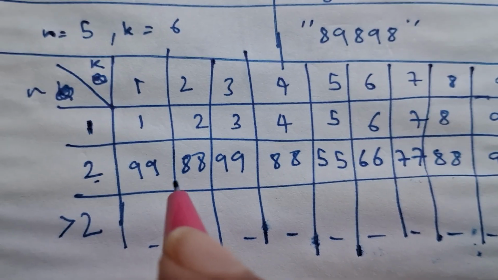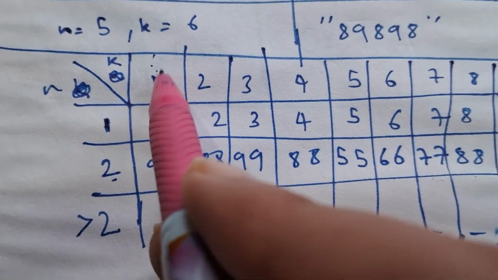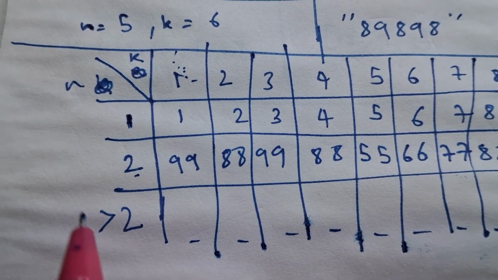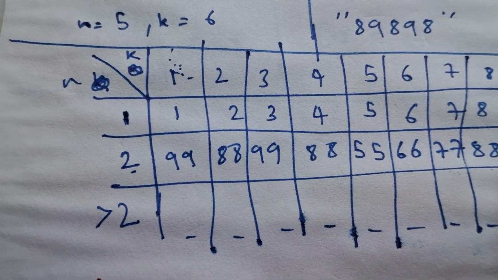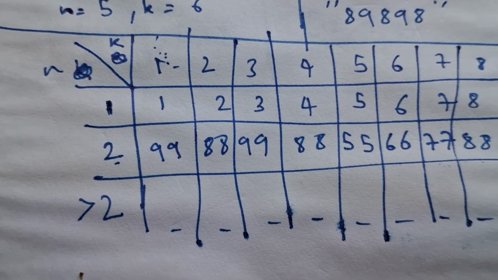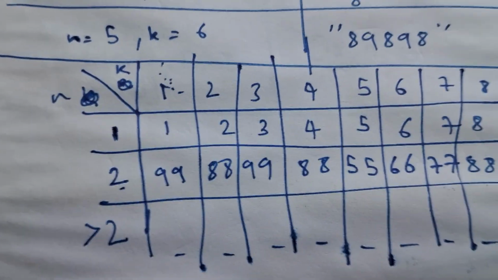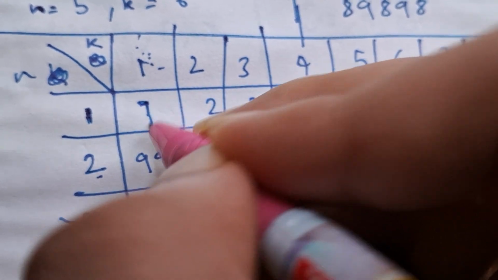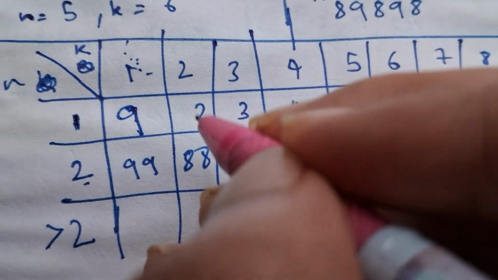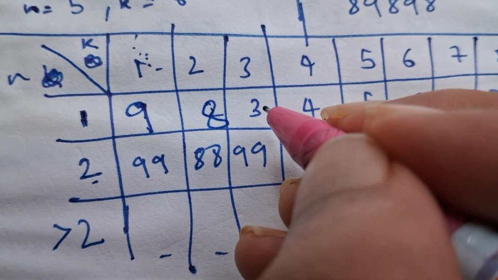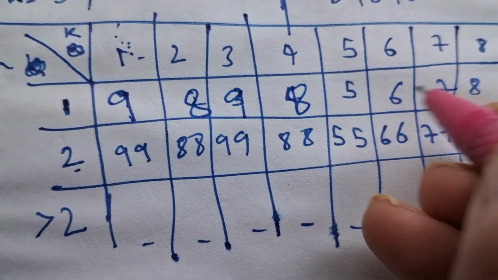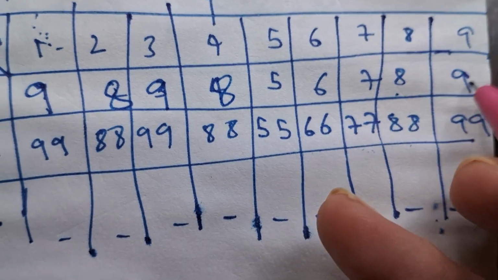Now, if you notice one thing, whenever you consider 1, any element is divisible by 1. So I made a mistake which nobody of you noticed; I hope many of you have noticed. This can be 9, this can be 8, this can be 9, this can be 8, this has to be 5, this has to be 6, this has to be 7, 8 and 9.